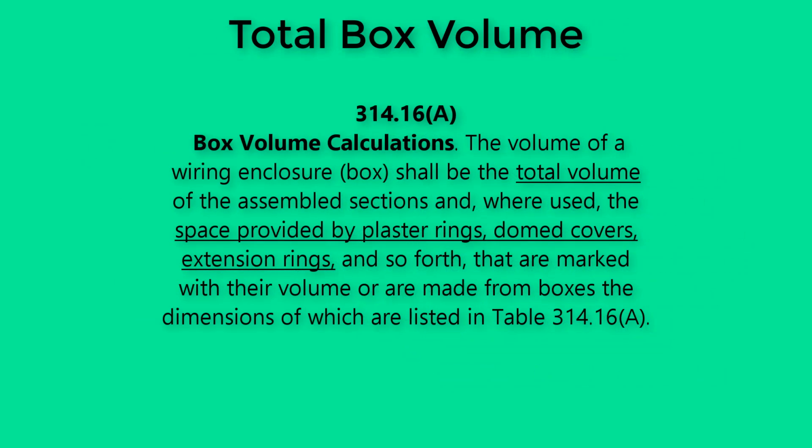Box volume calculations include the total box assembly. Code Article 314.16(A) states, the volume of a wiring enclosure, box, shall be the total volume of the assembled sections and, where used, the space provided by plaster rings, domed covers, extension rings, and so forth, that are marked with their volume or are made from boxes the dimensions of which are listed in Table 314.16(A).